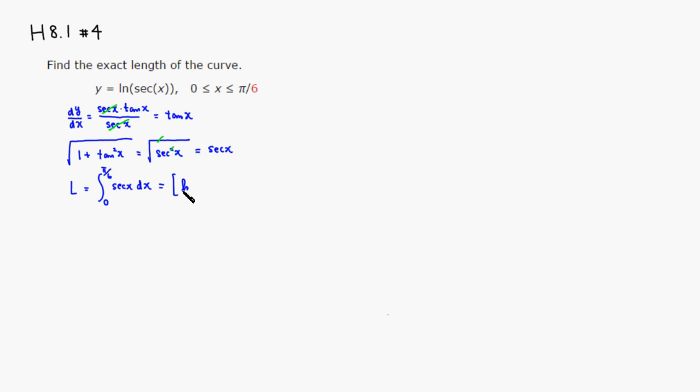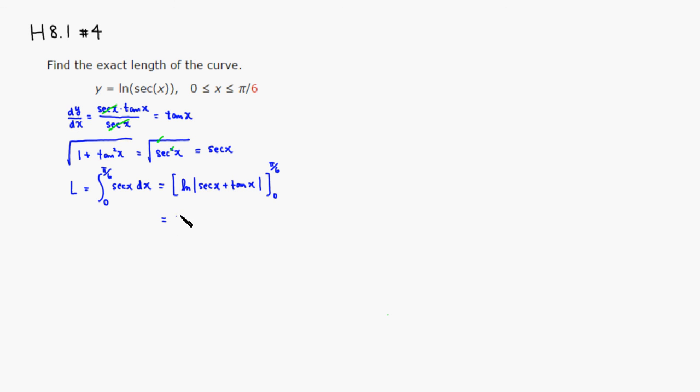And we know how to find the antiderivative of secant of x, so it's the natural log of the absolute value of secant of x plus tangent of x, going from 0 to pi over 6, right? Then we just have to plug in pi over 6, so let's plug it in. Let's say I'm going to go down here, right?